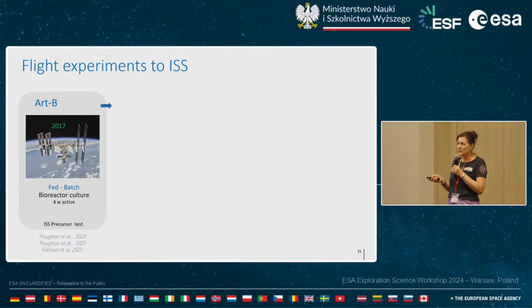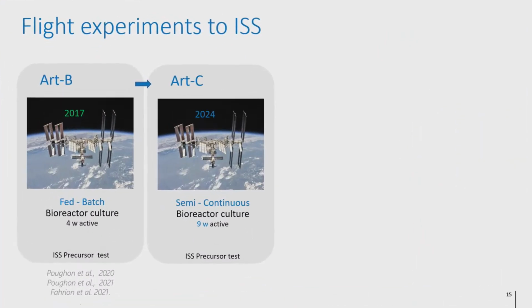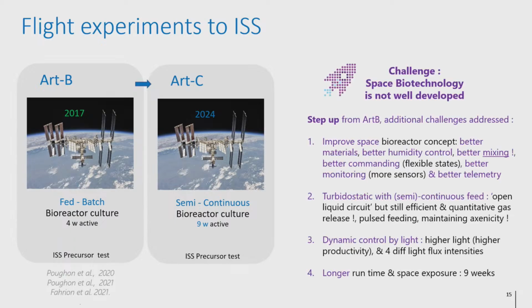But then we made a step up to Artemis C, which was the aim no longer just to do some batches, but to have a continuous operating reactor. Also not just one light setting, but that we prove that we can control the production by changing the light setting. And that's the whole concept of Artemis C.